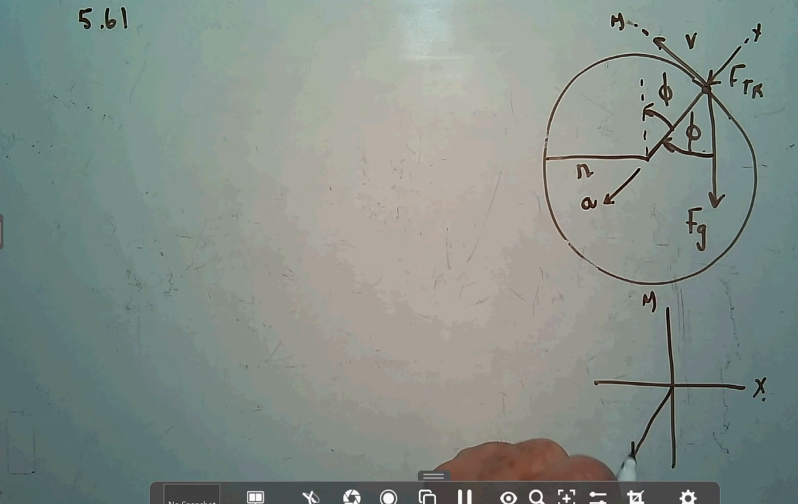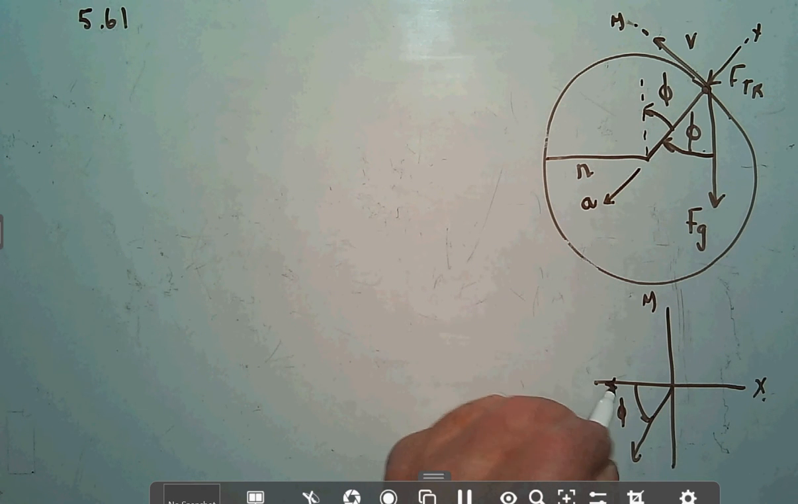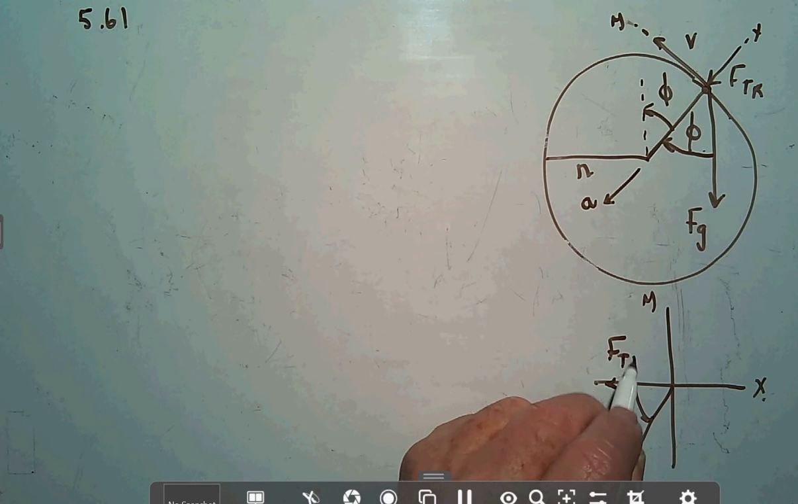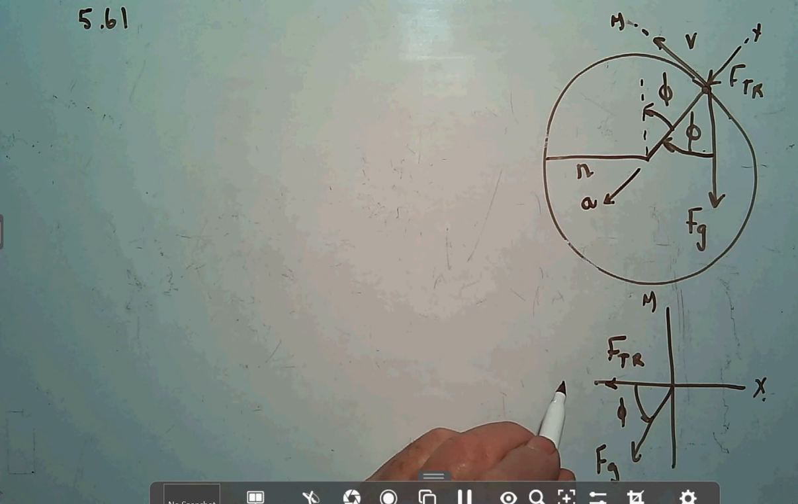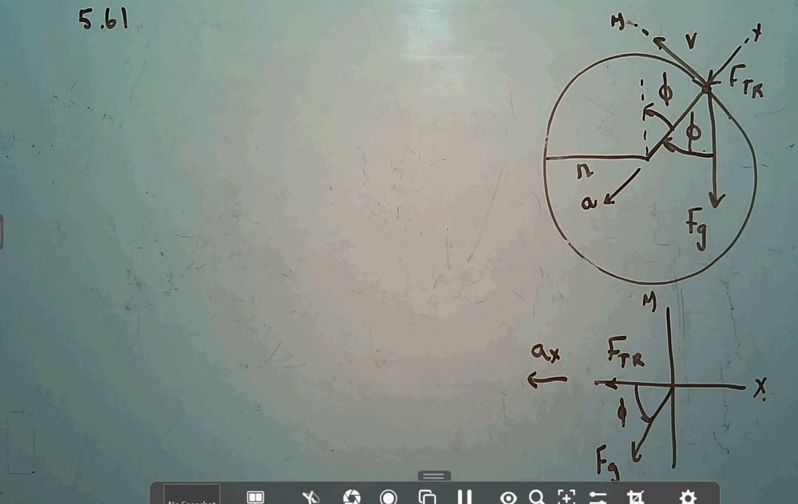And there will be a force of gravity, which makes an angle phi with the x-axis. And then there will be a force of the track. And then there will be an acceleration, a sub x, along the negative x direction. All right, that's my free body diagram. That's what I need to help me sum my forces.